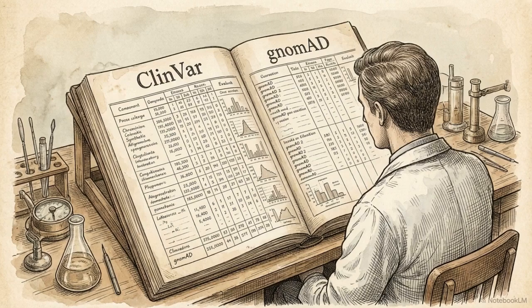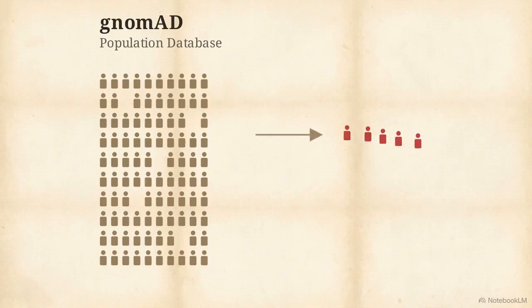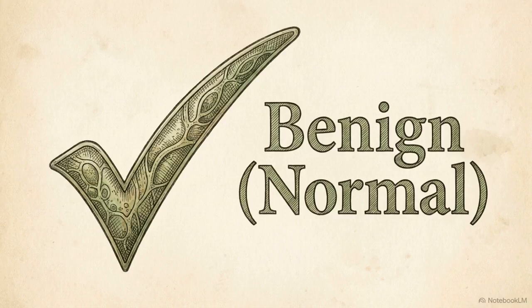Bioinformaticians cross-reference these variants against global databases like ClinVar and gnomAD to understand their impact. Population frequency is a key filter. If gnomAD shows that a variant is present in more than 5% of the healthy population, it is categorized as a harmless natural variation rather than a cause of disease.